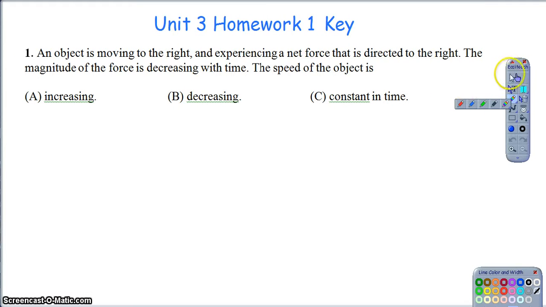Alright, so for the first half here of Unit 3, Homework 1, hopefully we'll get through maybe the first 6 or 7 questions or so.